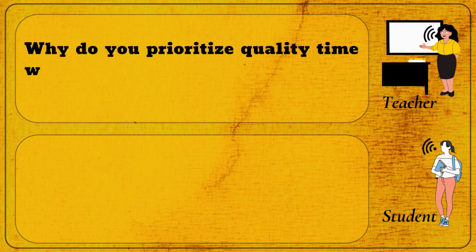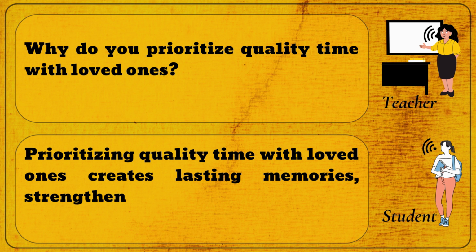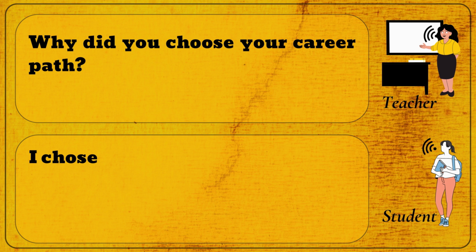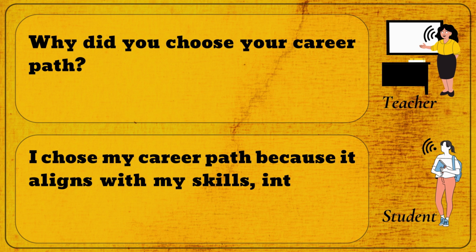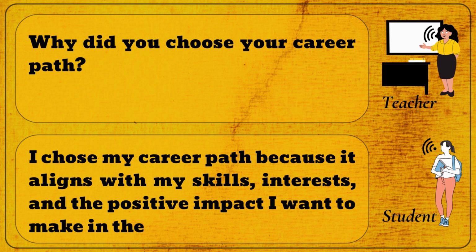Why do you prioritize quality time with loved ones? Prioritizing quality time with loved ones creates lasting memories, strengthens connections, and nurtures relationships. Why did you choose your career path? I chose my career path because it aligns with my skills, interests, and the positive impact I want to make in the world.